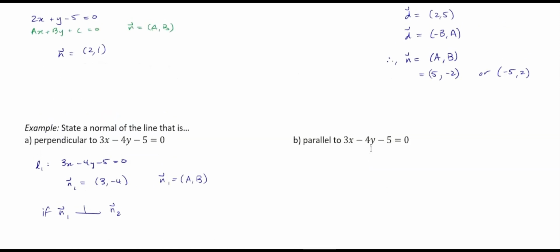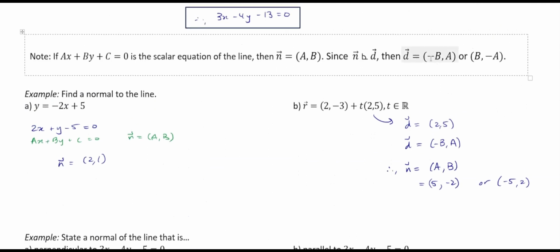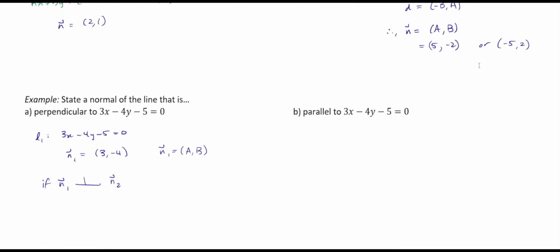So as we saw, that was the case over here. We can just say if n is equal to (a, b) and it's perpendicular with another vector, then we just say (-b, a) or (b, -a). Okay, so if that's the case, then right here, therefore, N2 is equal to (-b, a) or (b, -a).